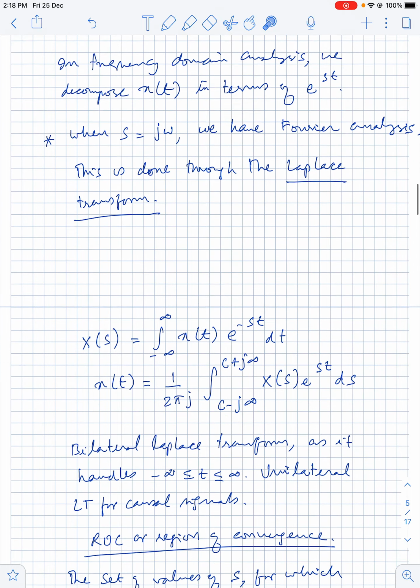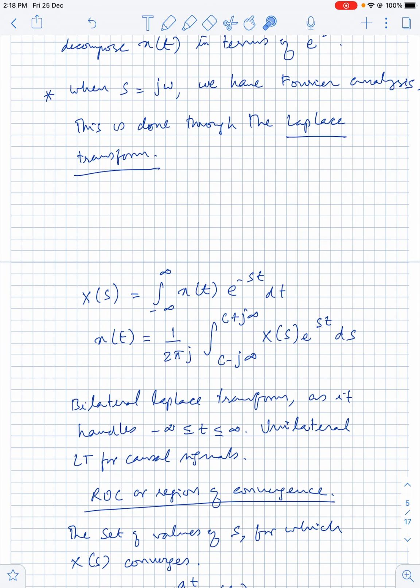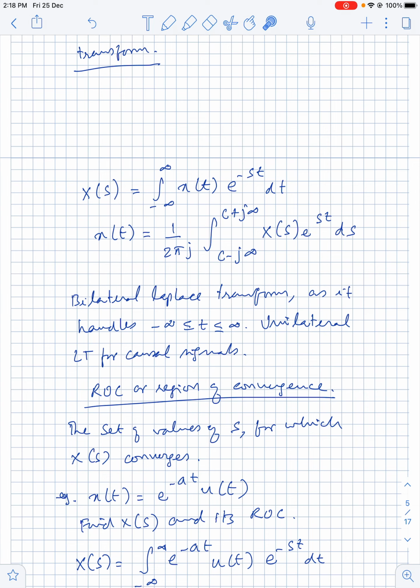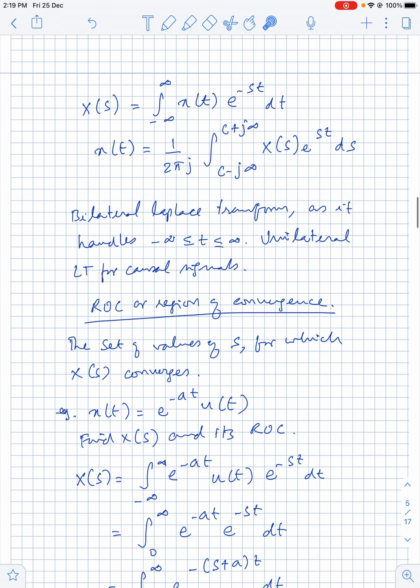Now if you see the expression for the Laplace transform here, it is an infinite summation. We are doing it from minus infinity to plus infinity. So there is always the question of whether such a series will converge. The set of values s for which X(s) converges is known as the region of convergence of the particular Laplace transform.